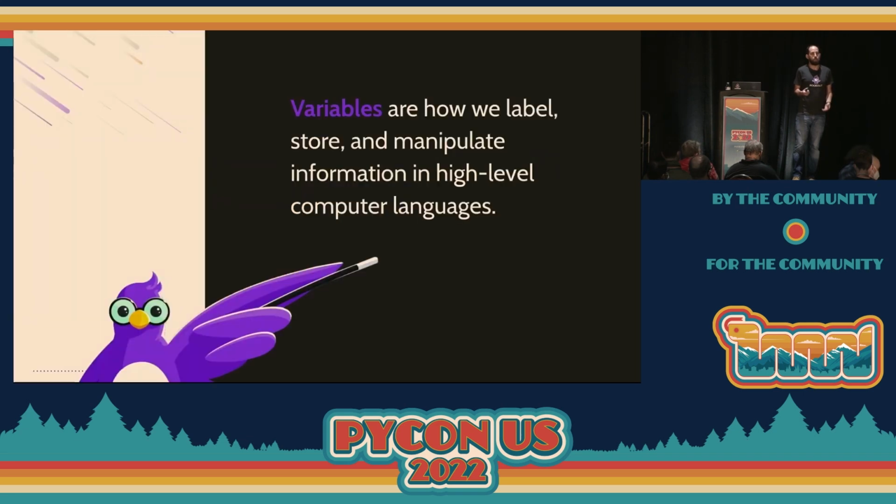And the reason for that is variables are how we manage data within our code. The dictionary definition is that variables are how we label, store, and manipulate information in high-level computer languages. Especially anything we want to read from the user, anything we want to write as an output, anything we want to process in any way, kind, or form, we're going to use a variable to do that. And obviously, behind the scenes, the Python interpreter doesn't really care so much about our variables.